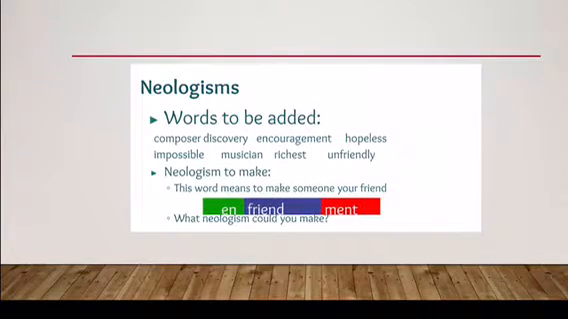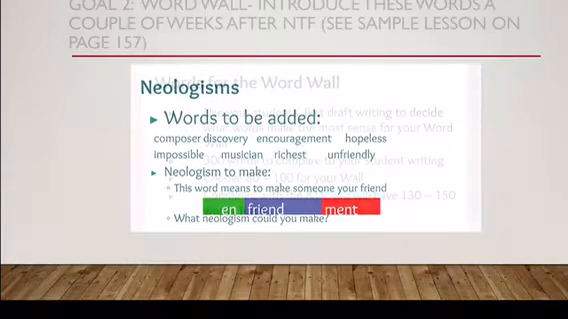This is an example that was shared with us. A way to differentiate for the struggling readers is to give a prompt such as, "This word means to make someone your friend." The students would then use their nifty thrifty 50 cards to build infriendment. Obviously, these are made up words, but a fun activity to create their own newly coined words.